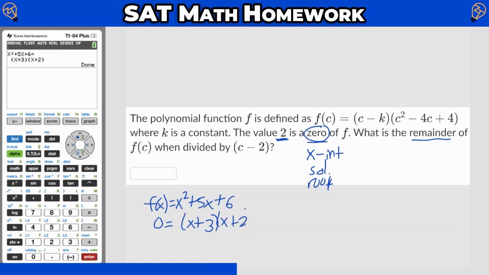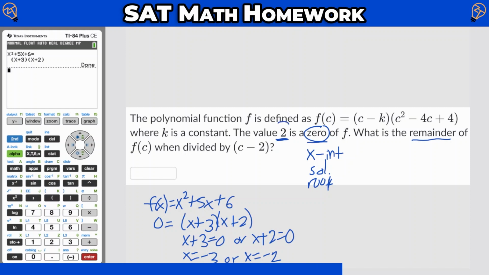We know the zero product property says for 2 or 3 quantities or however many to multiply to get 0, at least one of them must be 0. So either x plus 3 is 0 or x plus 2 is 0. And when you solve it, notice the signs flip. And so we get those two solutions. So keep in mind, solutions, x-intercepts, and zeros are all the same thing.